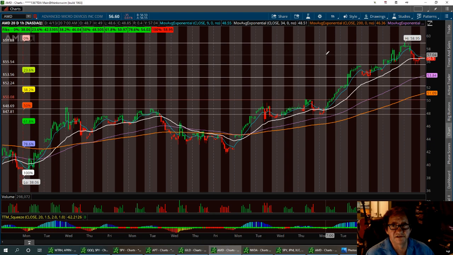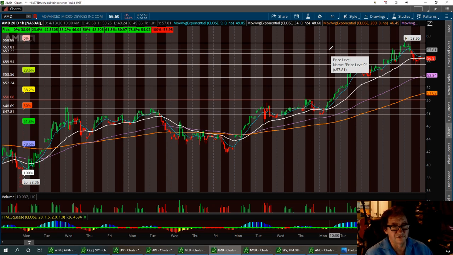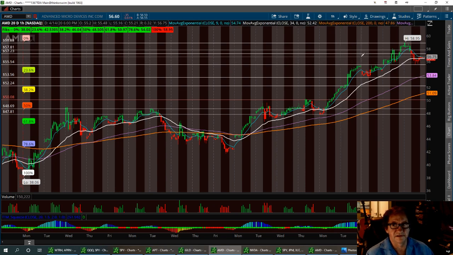Now the resistances to break: there are two, 57.23 all the way up to a double top of 58.95, and then you've got your second resistance right here at 57.81. If I was wanting to take this trade, I wouldn't take it until we had a pullback, at least to the first, second, or third support levels. I wouldn't take it right in here because if you did, it would be just a couple dollar scalp.